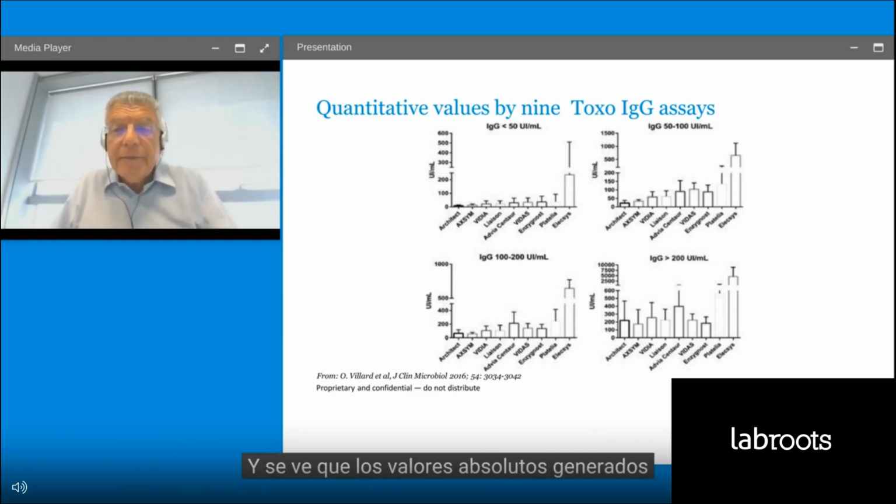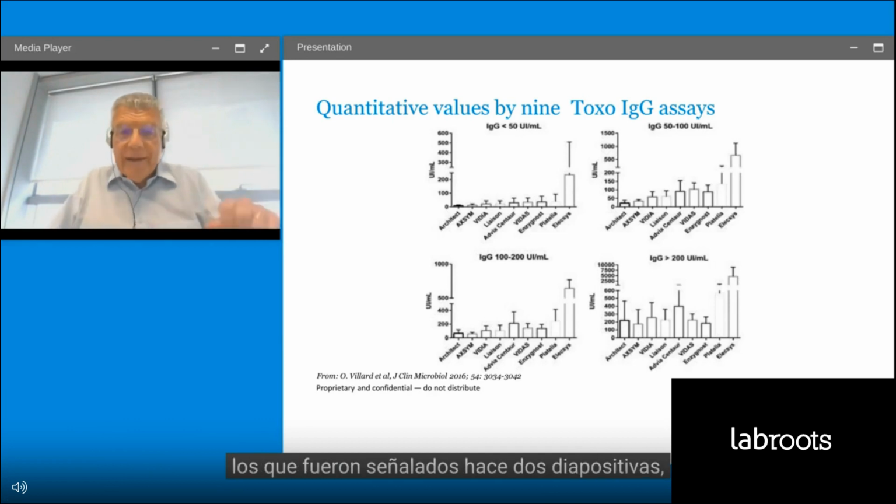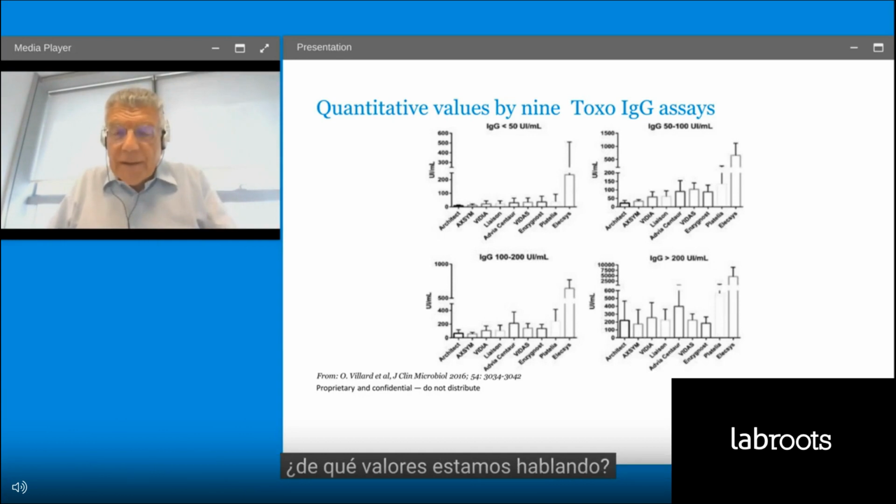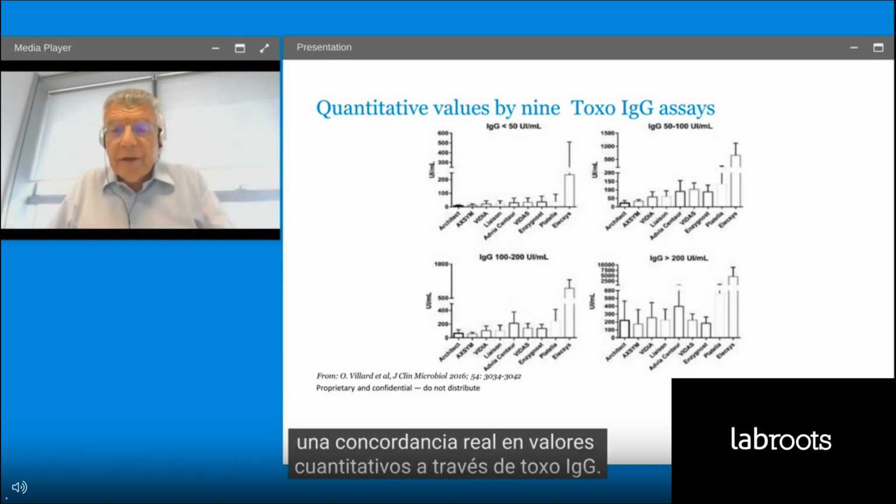And you see that the absolute values generated by the different assays are completely different. So when you deal with low values, the ones that were pinpointed 2 slides ago, which values are we talking about? Low values by which method? And this is the issue. We don't have a real balance, a real concordance in quantitative levels across toxo IgG.